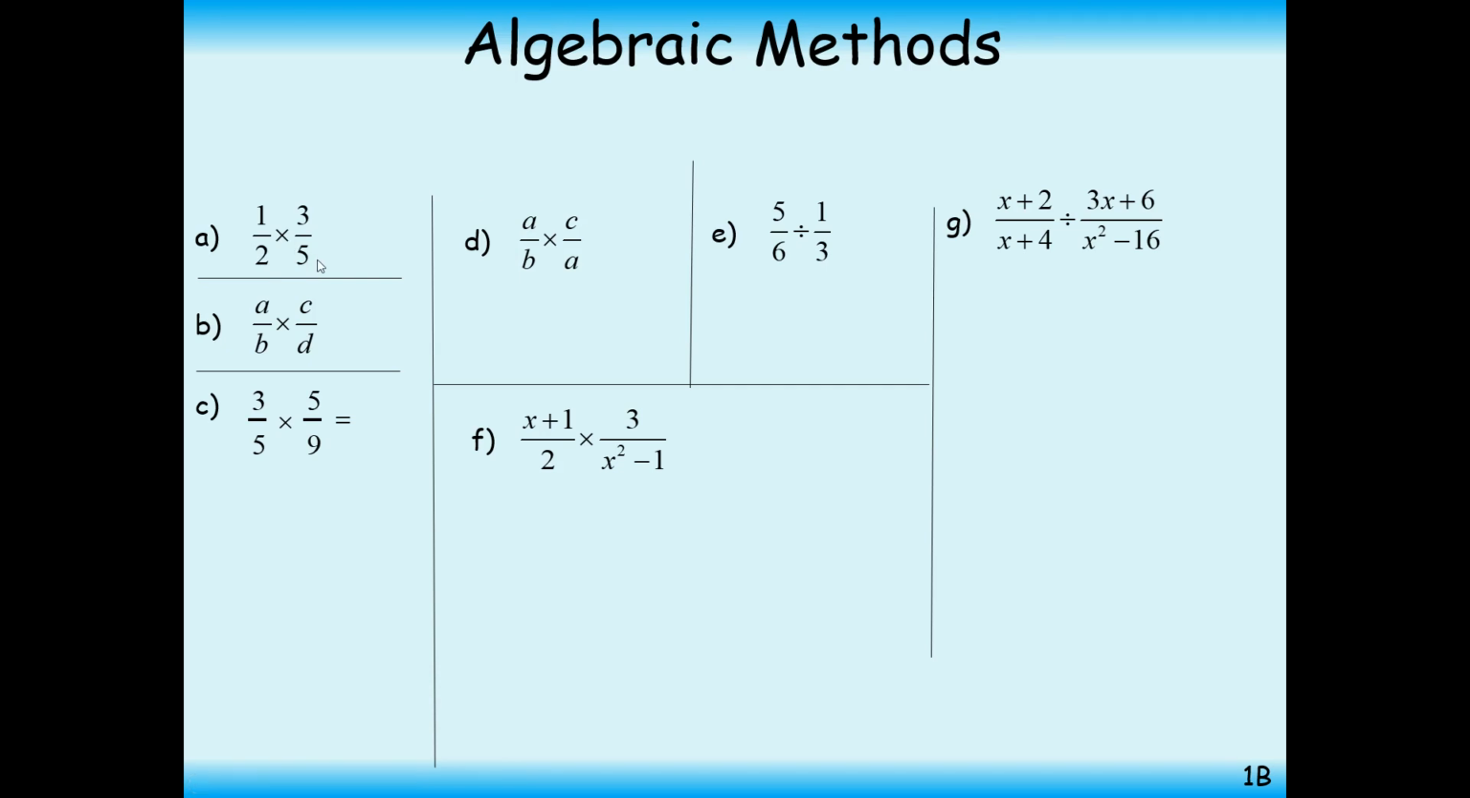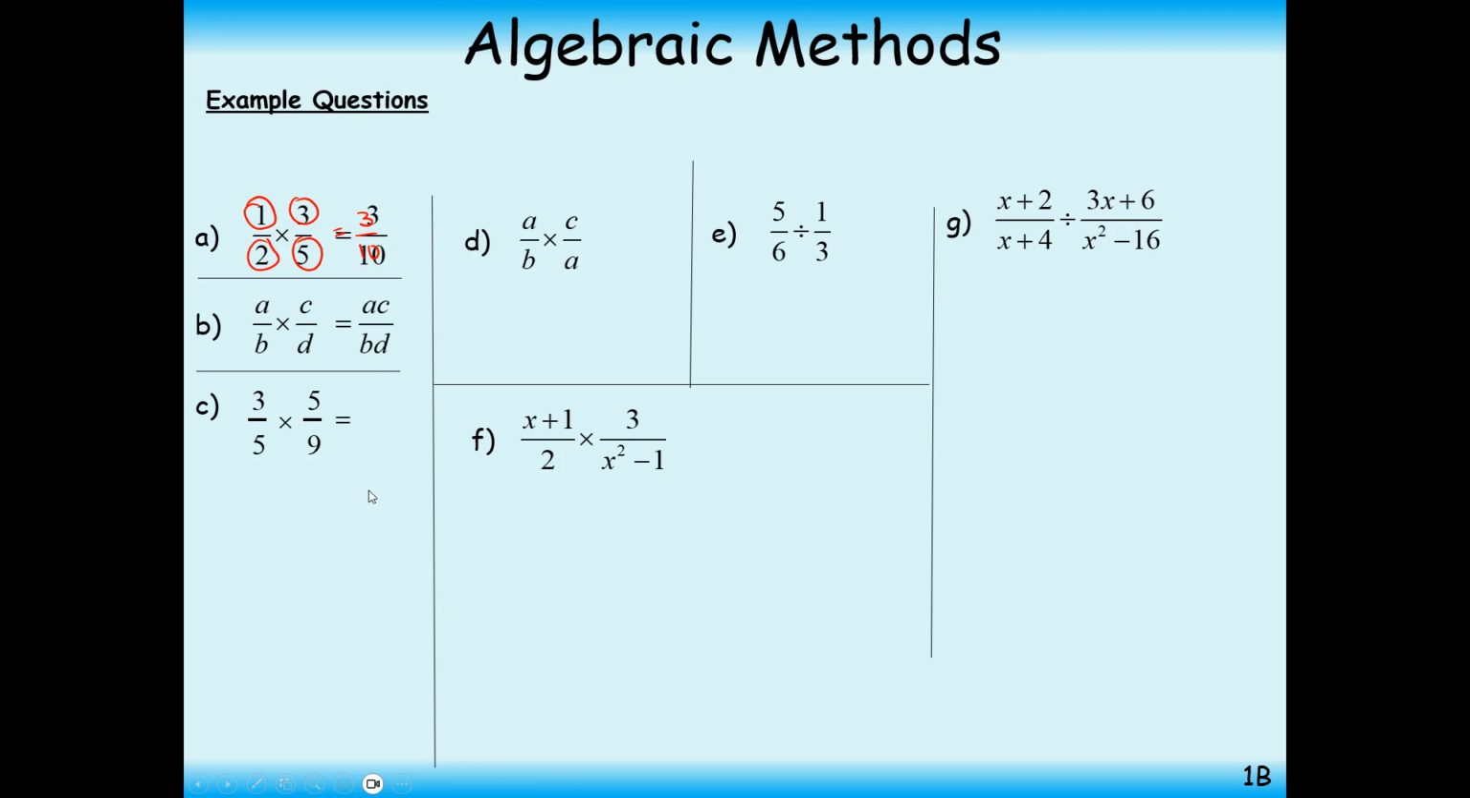You may look out for cross simplifications. Can we simplify any of these terms with each other? Not really. And 2 and 3 don't simplify with each other. Therefore, the final answer will be simply 3 over 10. So, for part B, you will have AC over BD. Okay? So, that doesn't simplify.